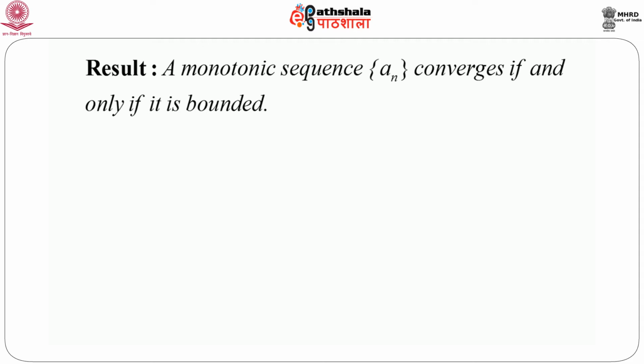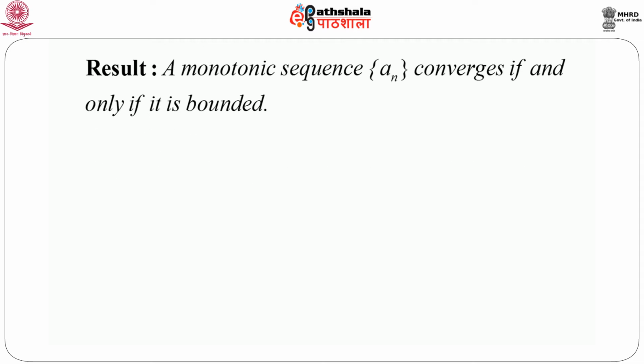This is a very important result: a monotonic sequence an converges if and only if it is bounded. So if somebody is given a sequence of real numbers and is asked to investigate whether the sequence is convergent or not, one immediate tool is to check whether the sequence is monotonic or not. If we can establish that it is monotonic, we just check whether the sequence is bounded or not. Checking boundedness is not a very difficult thing. Then immediately we can say that the sequence is convergent.